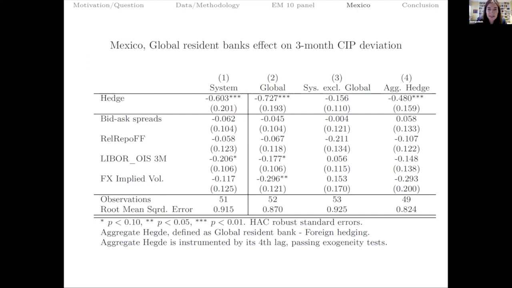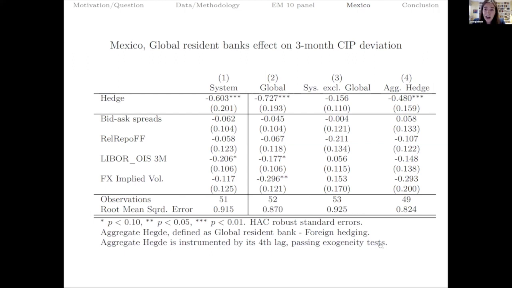And you'll see that we still get the negative coefficient for the global banks. So global means global banks' currency mismatch. And when we look at the system excluding the global banks, we still have a negative coefficient, but it doesn't seem to be a significant effect.